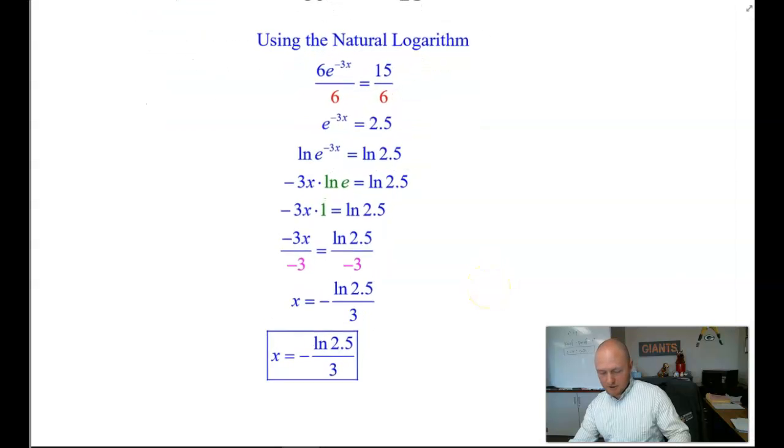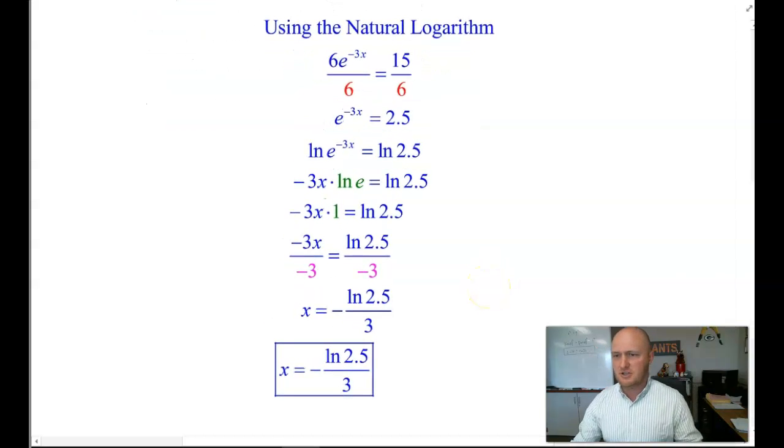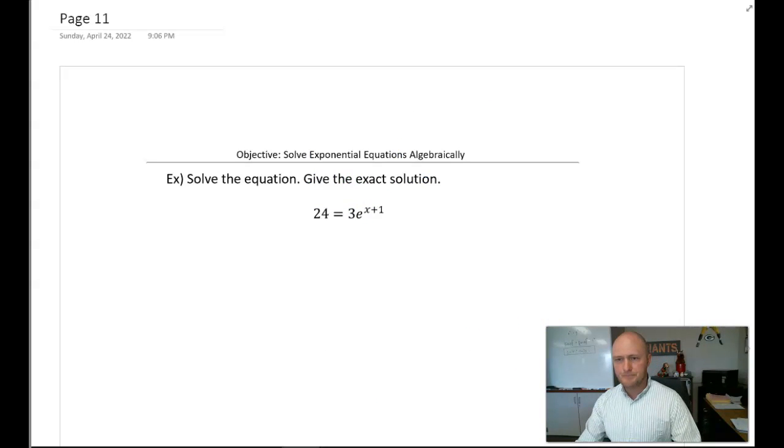You had to make it a single term, so we isolated our power expression, dividing by 6, then used the natural log on each side to give us negative 3x natural log of e. Natural log of e is just 1, so it essentially gets absorbed into the negative 3x. And after isolating x by dividing by negative 3, this is our answer. If you left it as 15 over 6, I'm completely okay with that. If you reduce 15 over 6 to be 5 over 2, that's also good.